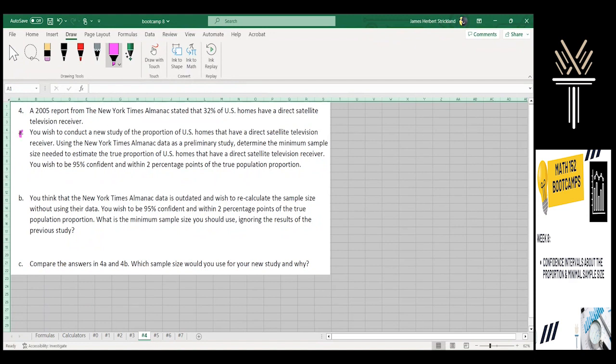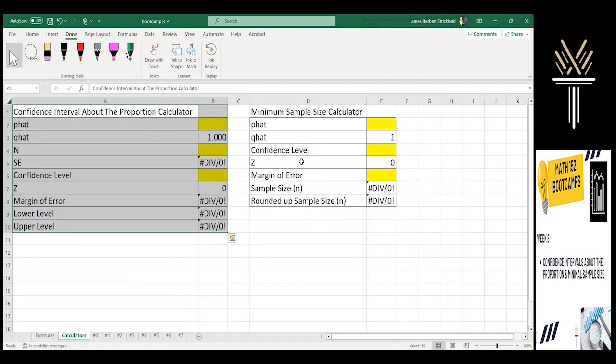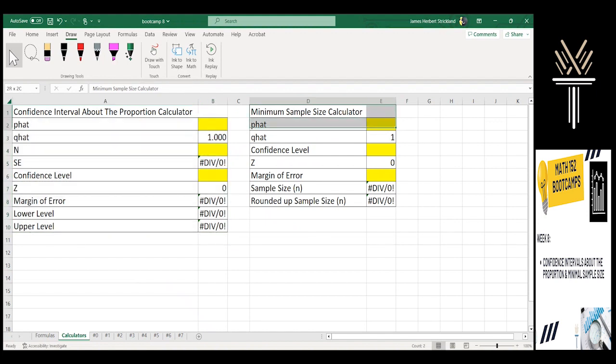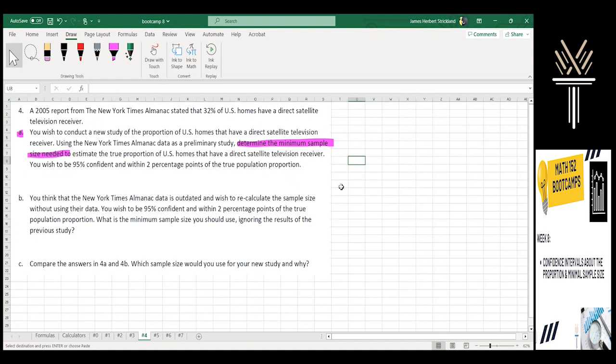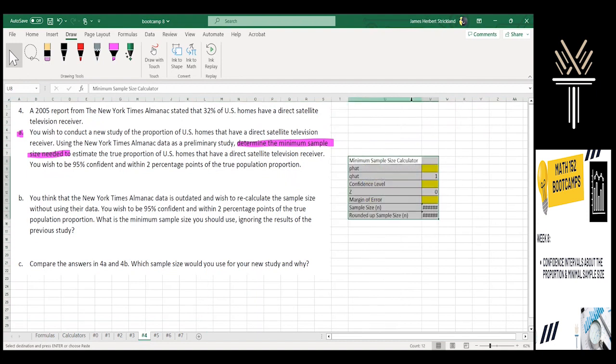So starting at the A, if we read it carefully, it says determine the minimum sample size. So that means that we no longer want to use the confidence interval calculator. We finally get to use the minimum sample size calculator. So I'm just going to highlight it. I'm going to copy, jump into my question, and I'm going to paste. And all of my formulas come with it.